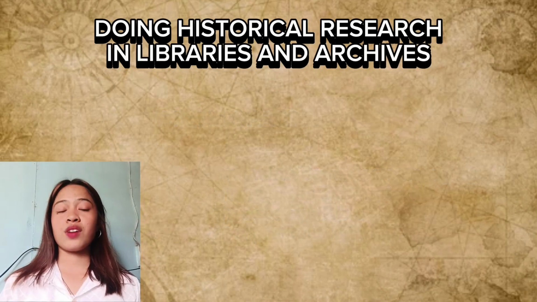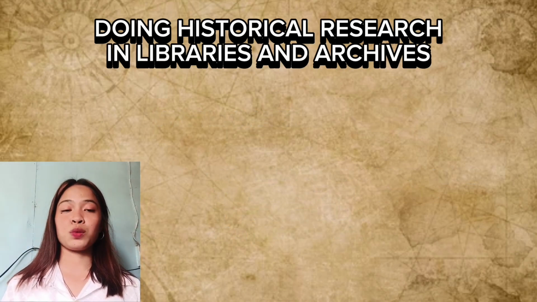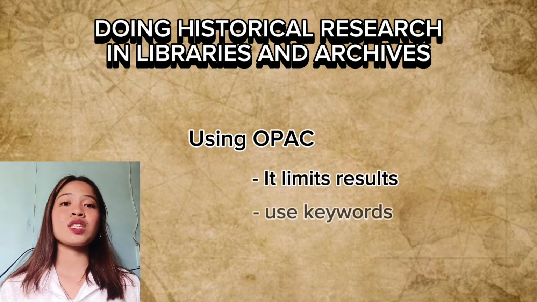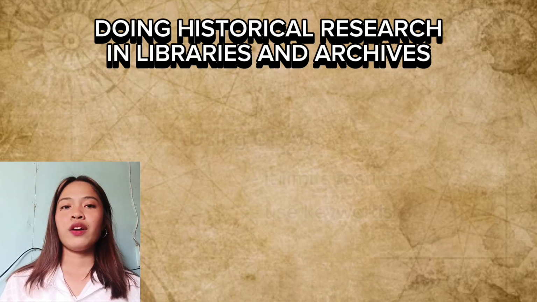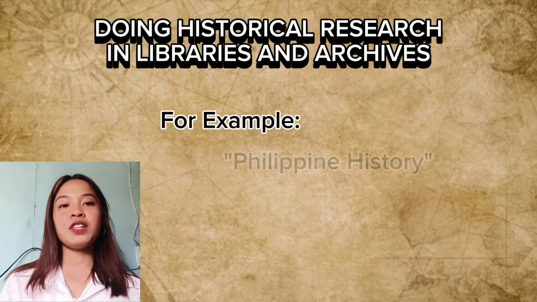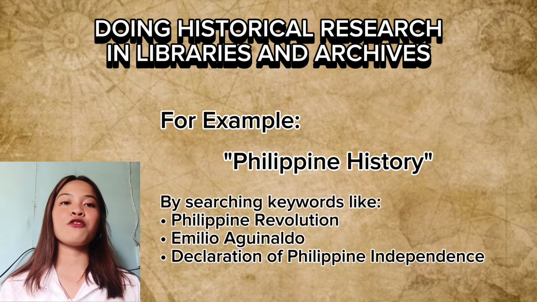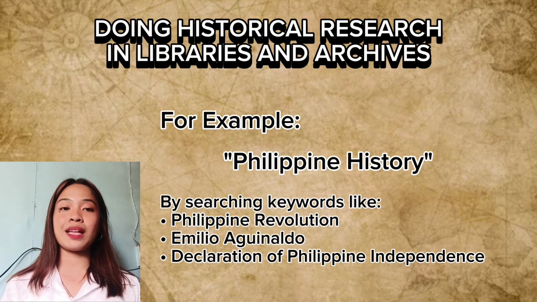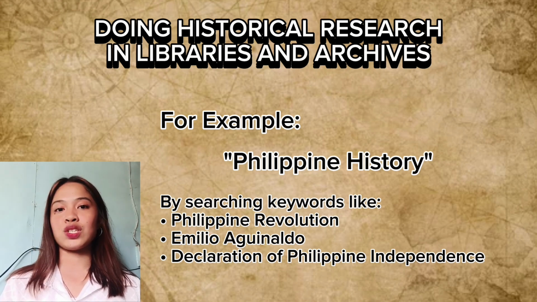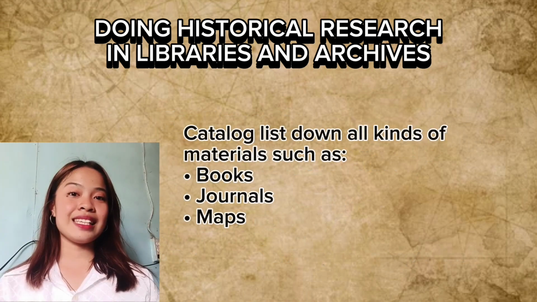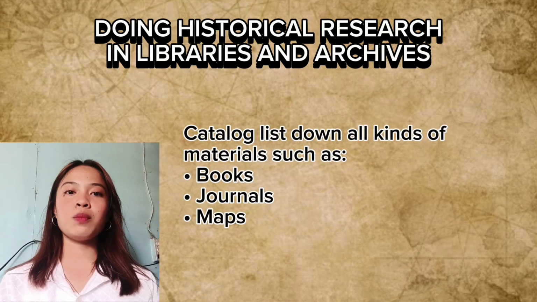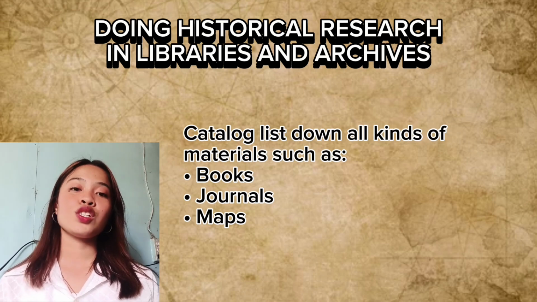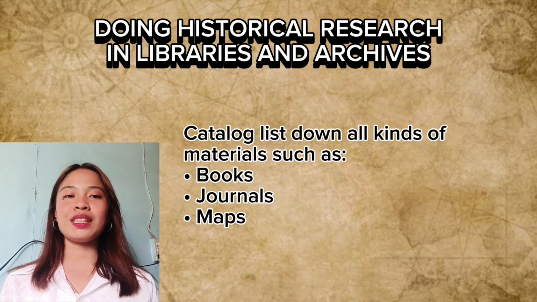A problem may arise when the search provides many results. Using OPAC, it limits results if we use keywords that focus on the topic. For example, if the topic is Philippine history, searching Philippine Revolution, Emilio Aguinaldo, or the Declaration of Independence will deeply answer the topic. The catalog lists down all kinds of material available based on the subject used in the search. It can be books, journals, maps, and other materials.